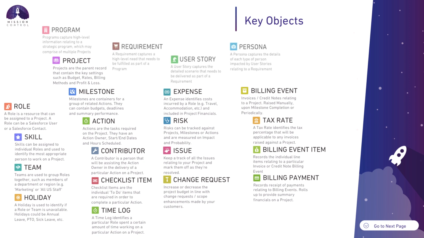So another few new objects that were added in our last release sit above the project. So we have our program. So ultimately the program comprises multiple projects. Within that program, you can be capturing all of the high-level requirements that you're trying to fulfill within that program of work. And then underneath each requirement, you can start documenting the user stories, so the detailed information that needs to be delivered as part of that requirement. And you can associate those user stories to particular personas that are being catered for by that program.